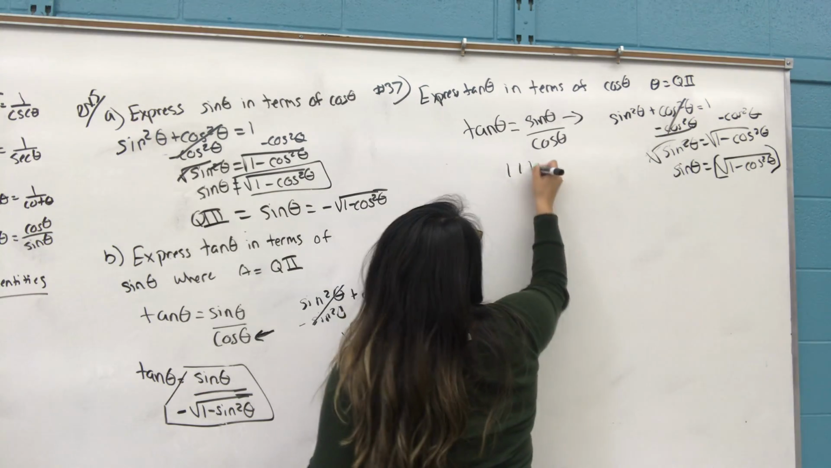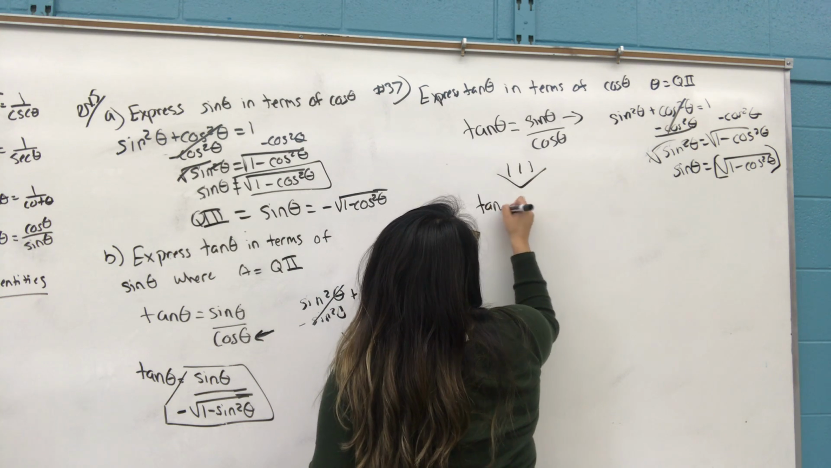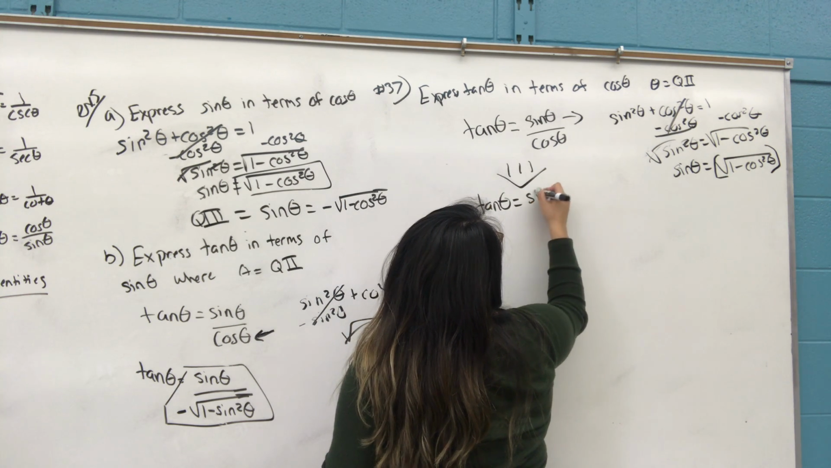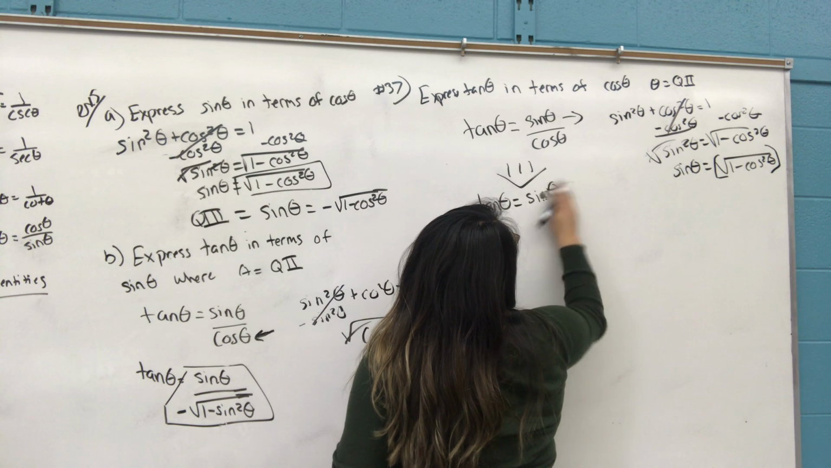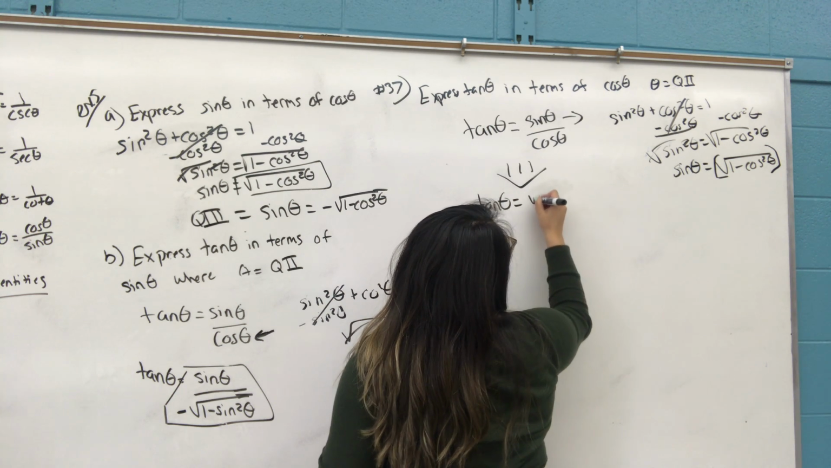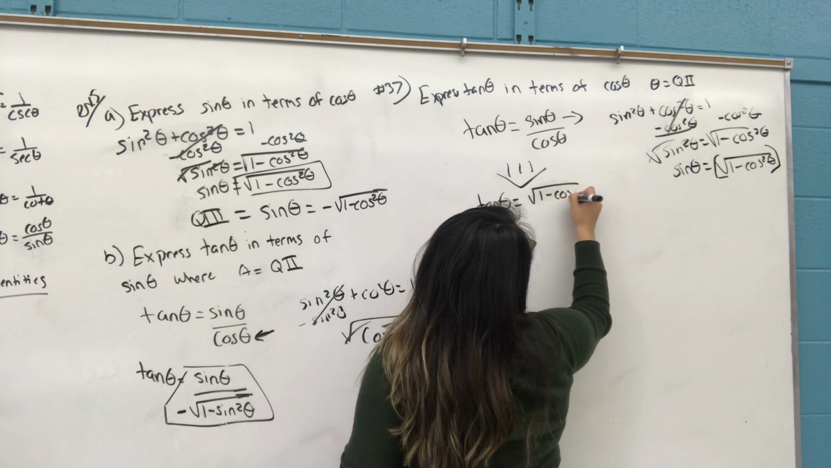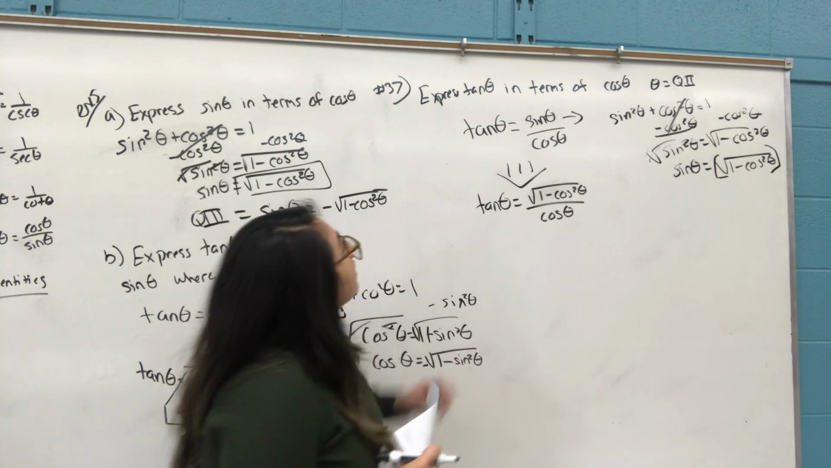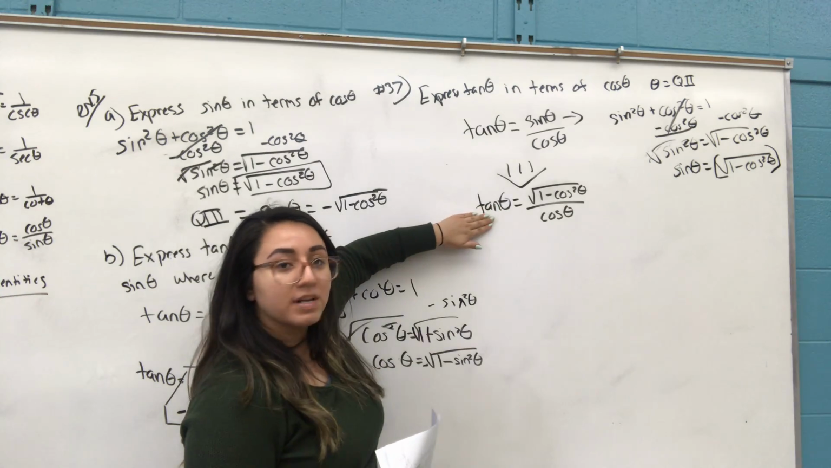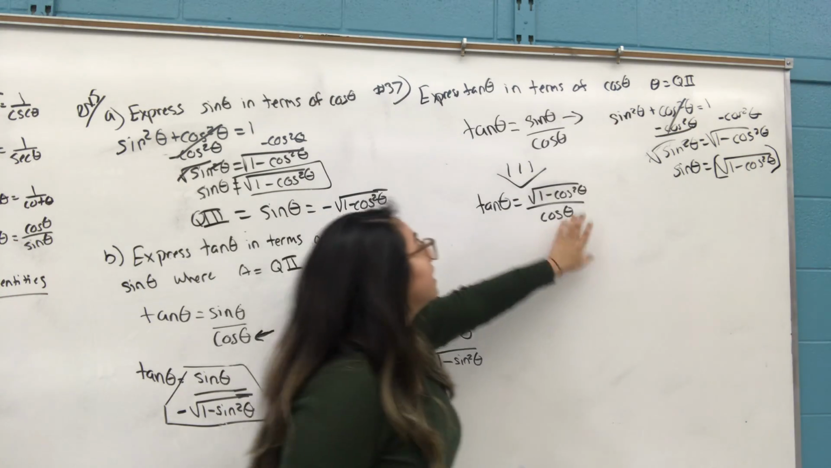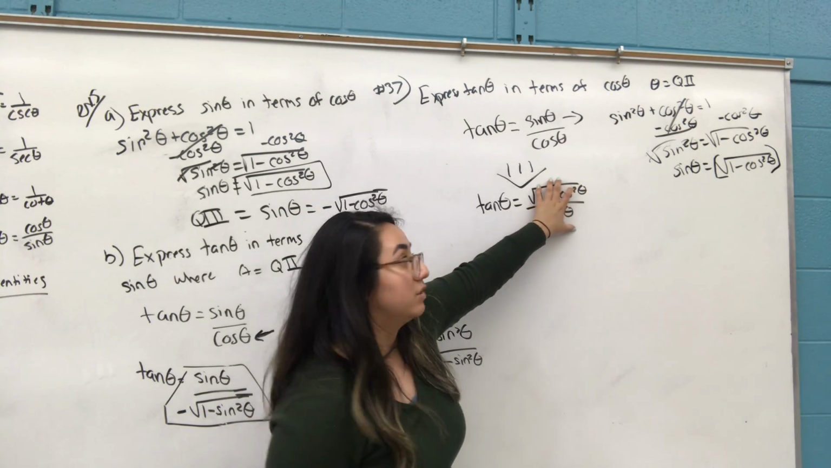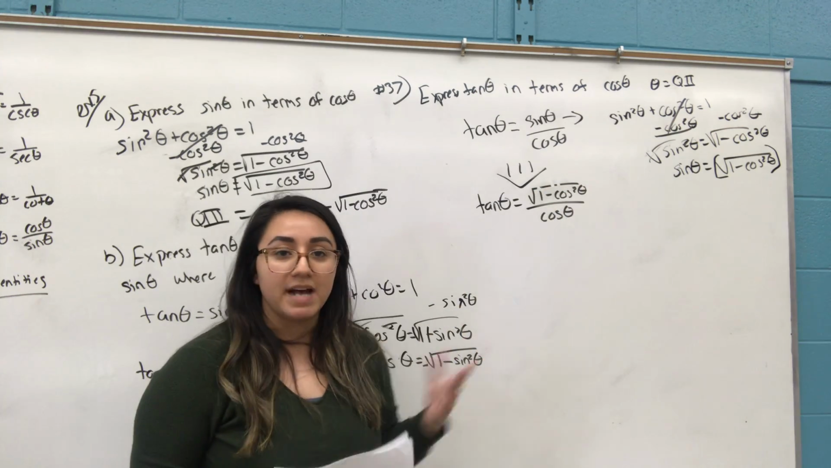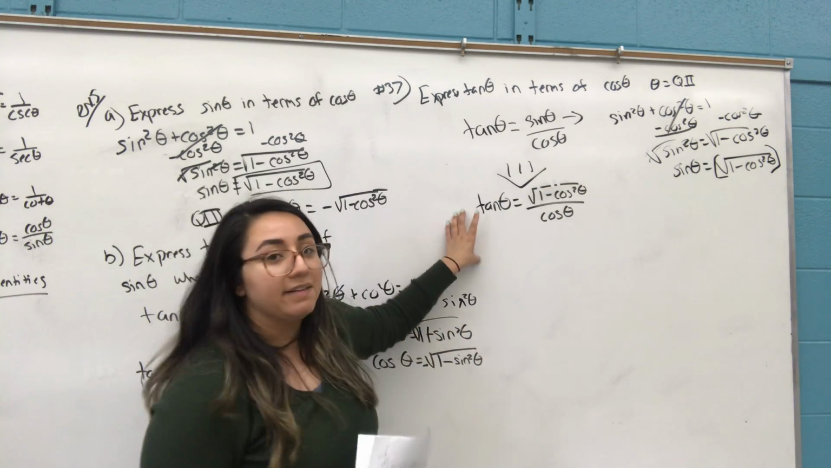So now we have tangent is equal to what sine is, which is the square root of 1 minus cosine squared theta, over the cosine of theta. Express tangent, that's what you have here, in terms of cosine. Everything should be a cosine on the other side of the equal sign. And make sure your negatives and positives are there, and that's where you have this.